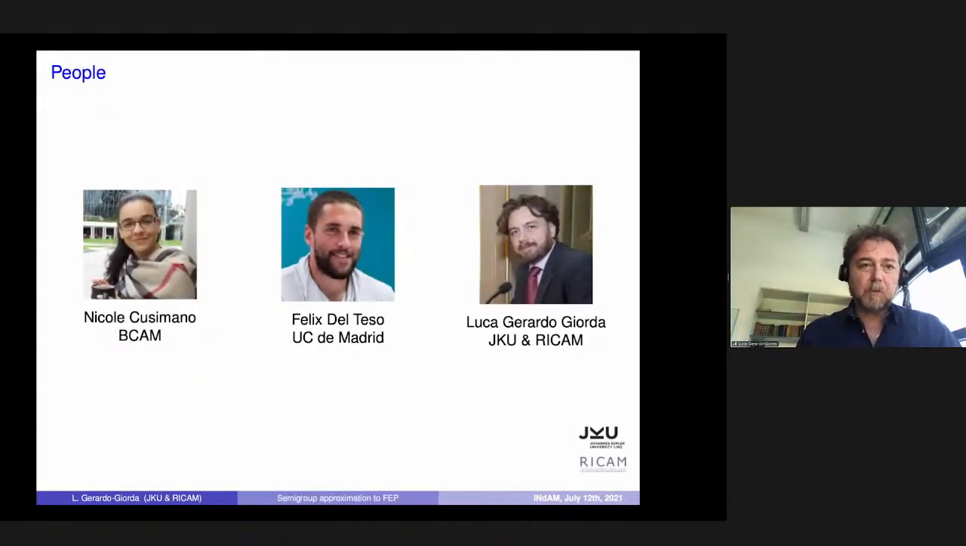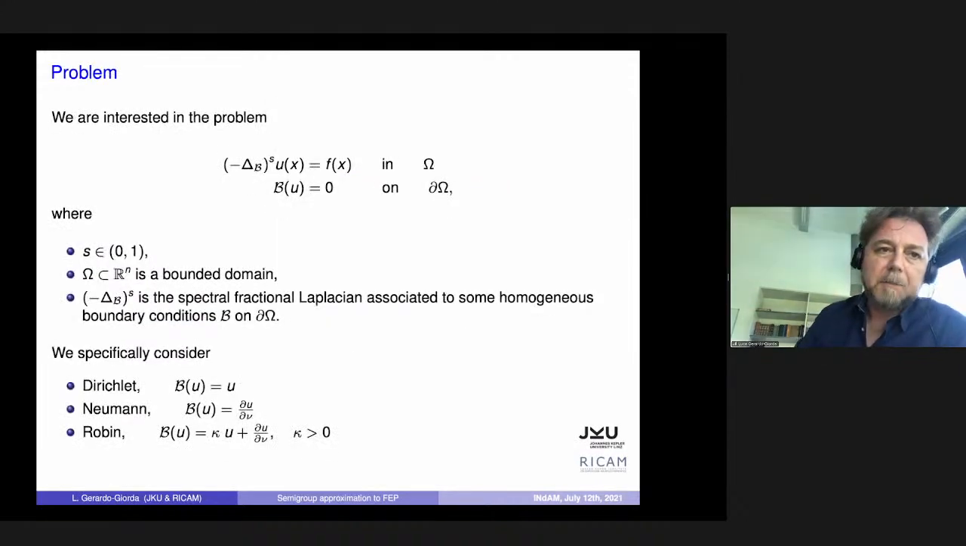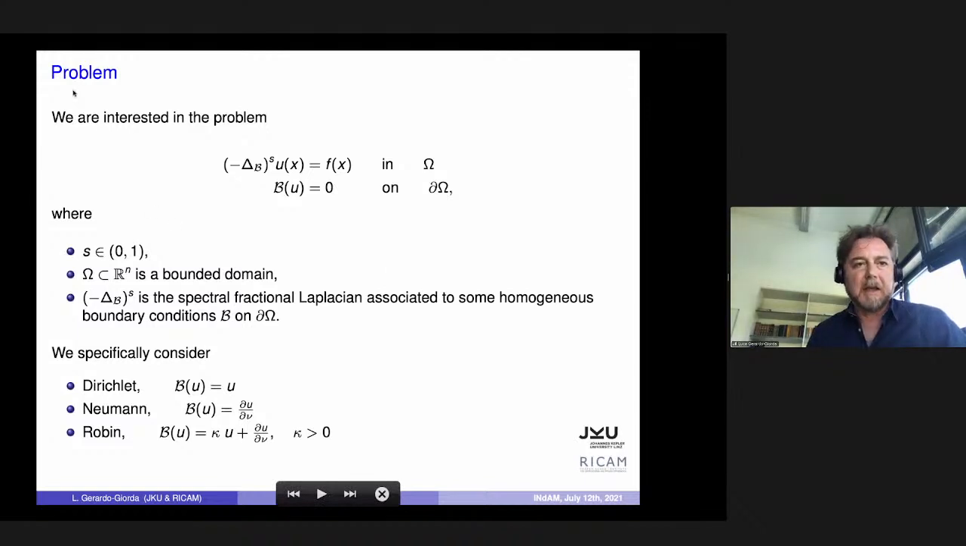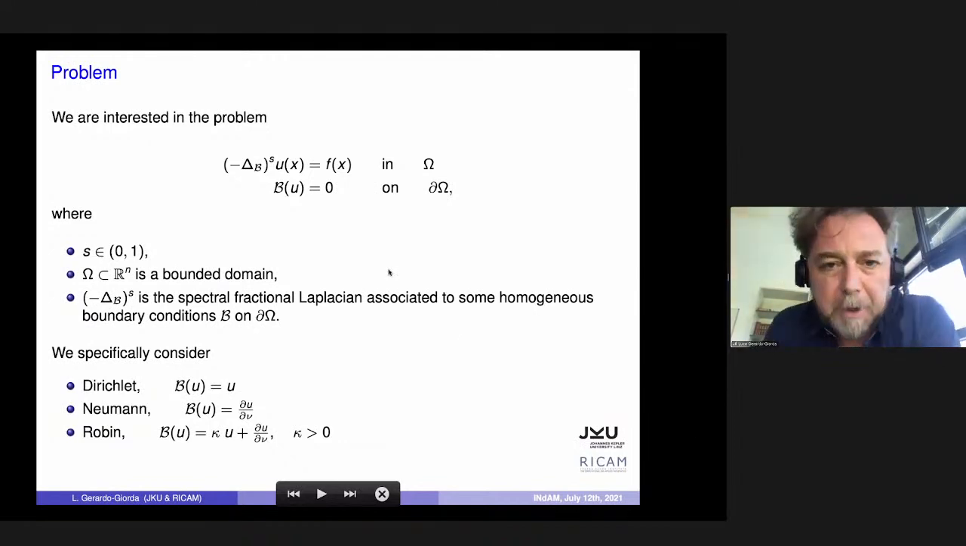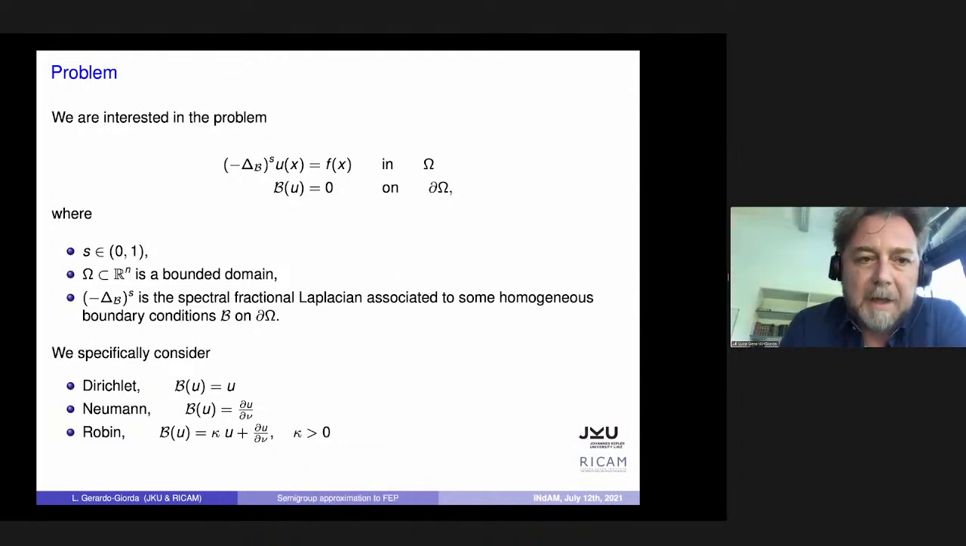The work that I'm presenting today is mainly a joint work with Nicole Cusimano, a former postdoc of mine at BCAM in Bilbao, which is my former institution, and Félix del Teso, who is currently at the Universidad Complutense de Madrid. The problem we are interested in is the solution of the fractional elliptic Laplacian with a right-hand side f and some suitable boundary condition on the boundary of the domain.